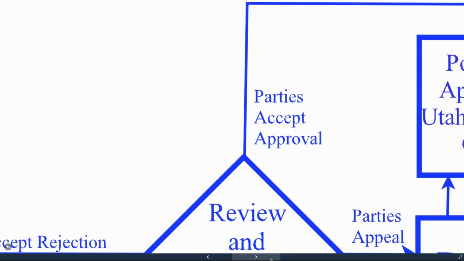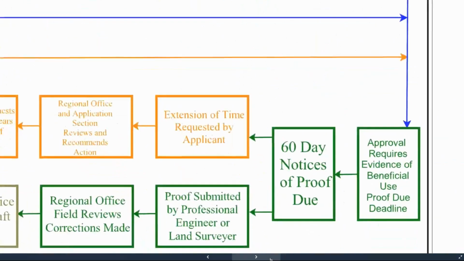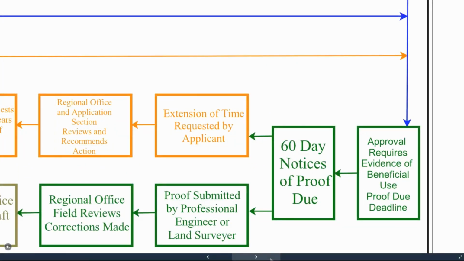If the parties accept the amended order approving the application, including any required conditions, the applicant can then work to develop the proposed project to place the water to full beneficial use. As with the original order, the state engineer will set a time in which the applicant shall construct the works, apply the water to beneficial use, and file proof with the state engineer. Part 3 of this video series will cover completing and proving the project is complete.